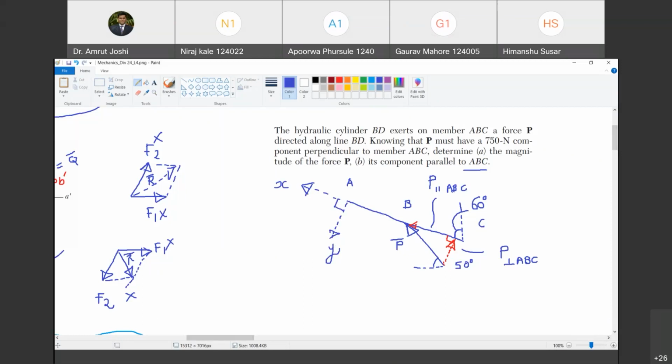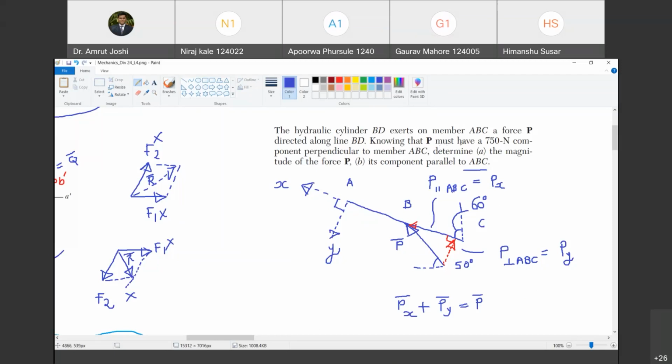So this P perpendicular to ABC, can I call it PY? Look, it is the component of P along Y. Agreed? And can I call this P parallel to ABC as PX? And we know that PX bar plus PY bar has to be equal to P bar. Do you agree with me? And what is given to you?